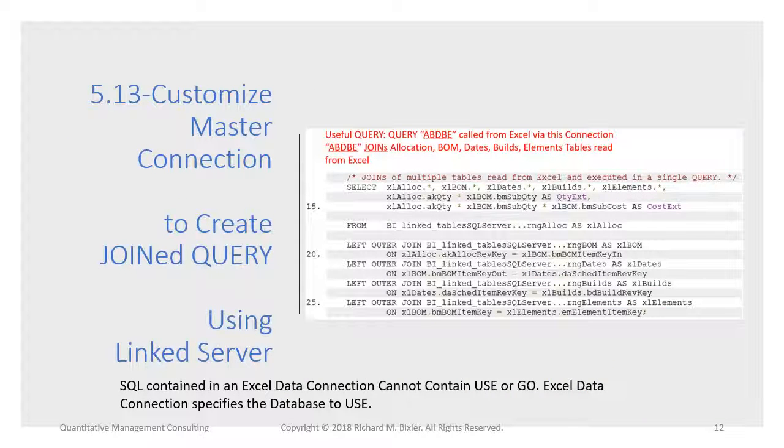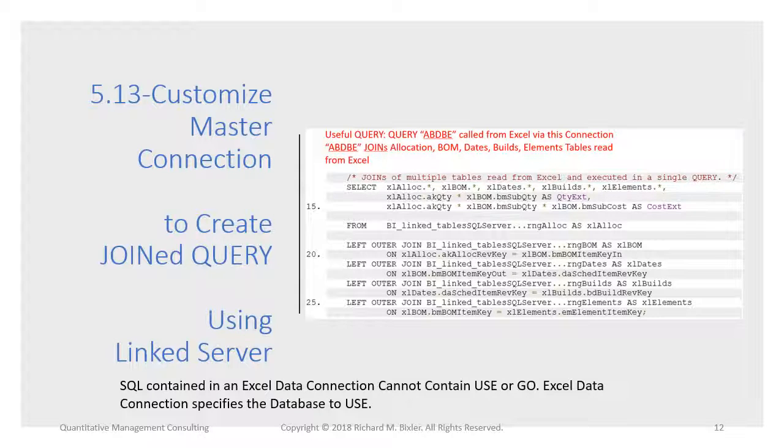Now, about the SQL that we're going to embed in this connection. Here's a query that joins the relevant Excel tables for most PowerOpI solutions. Your table names might be different, and it's possible you would have some more or fewer tables, so modify the SQL if you need to. My tables are alloc, BOM, dates, builds, and elements, hence the ABDBE in the connection name. The table names are prefixed by TBL in Excel, and their shadow range names that I'll be able to see and use from SQL Server were prefixed by RNG by the VBA linking code.